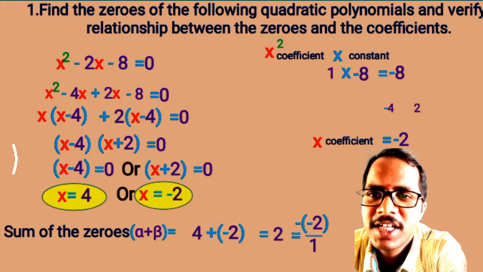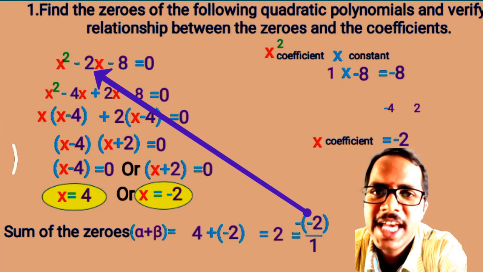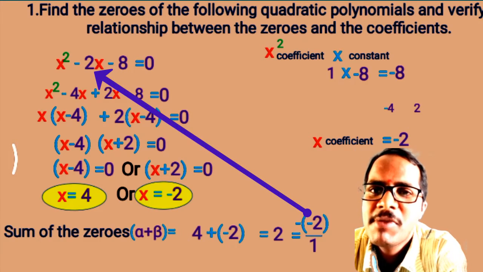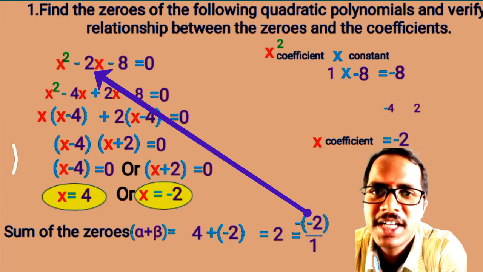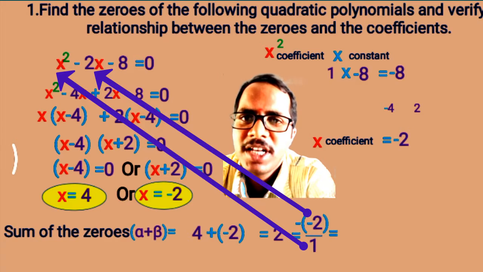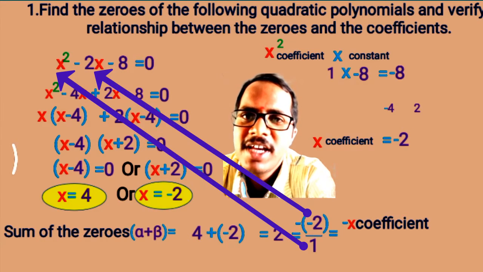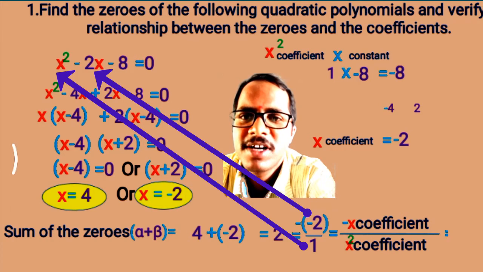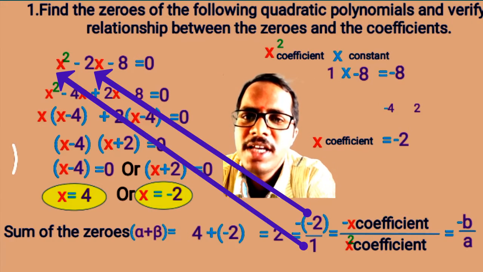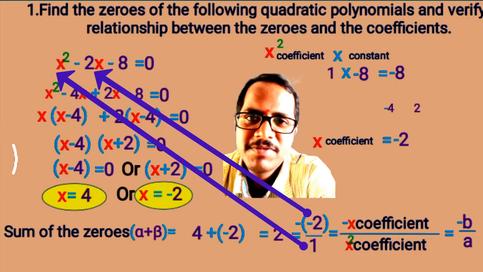Now if we compare the numerator, here we have in the bracket minus 2, which is nothing but the x coefficient. So we have minus of x coefficient in the numerator, and in the denominator, that is 1, it is nothing but the x square coefficient. This can be related as minus x coefficient by x square coefficient, which is nothing but minus b by a. Now we verified the sum of the zeros.